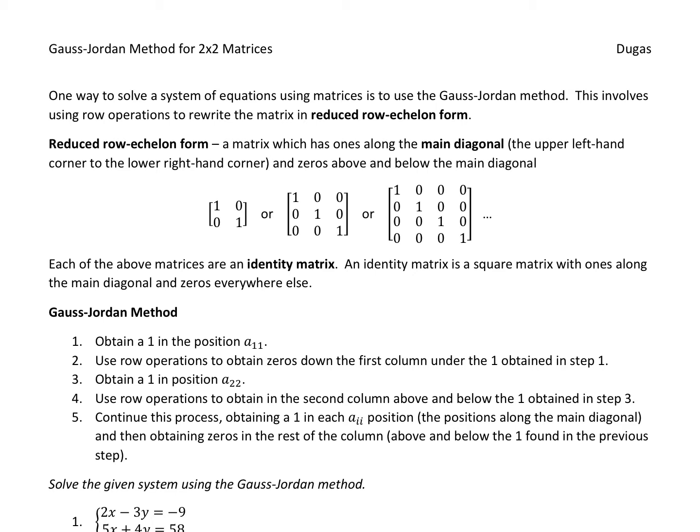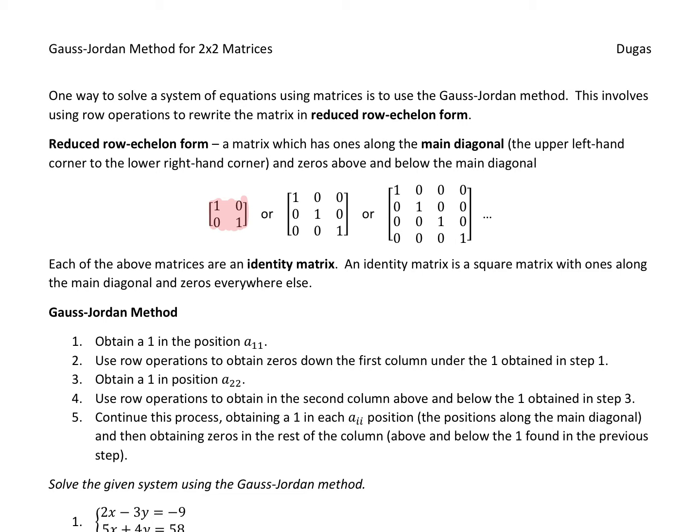So in our case, if we're just focusing on a 2x2 matrix, that would be this case, right? Where we have ones along the main diagonal, which starts in the upper left-hand corner and ends in the lower right-hand corner, and zeros everywhere else. But this is an example of what it would look like in a 3x3 or 4x4 matrix, and the pattern just continues. The ones are on the diagonal, and then there are zeros everywhere else. Each of those is called an identity matrix. The identity matrix is a square matrix, again, with ones along the main diagonal and zeros everywhere else.